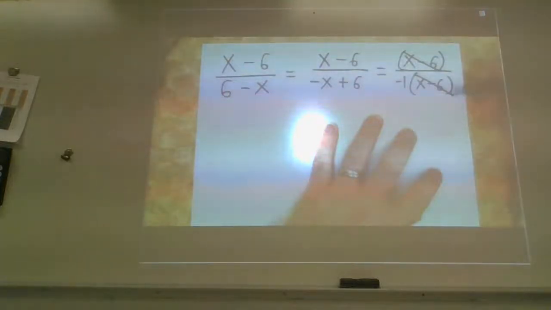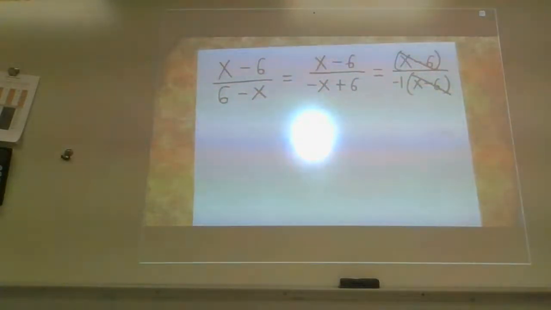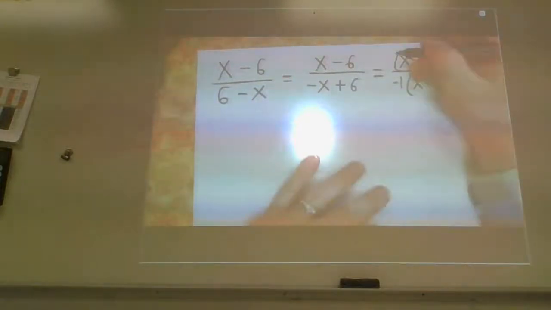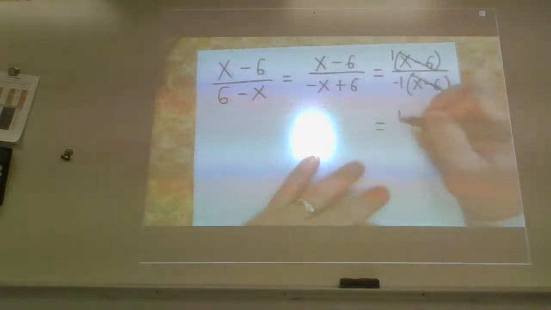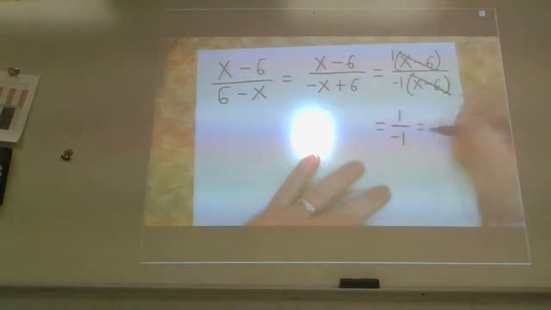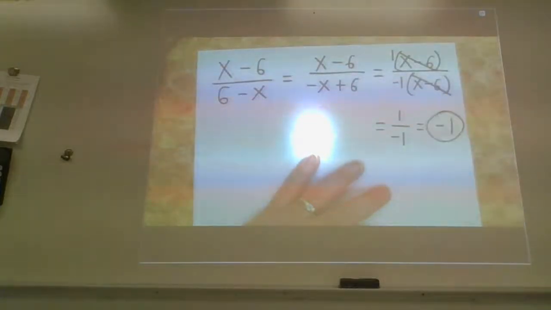What happens when two things cancel each other out? What are you left with? Or what happens when you divide something by itself? What do you end up with? 10 divided by 10, a billion divided by a billion, x divided by x. What do you get? Yeah, you get 1. This ends up being 1 over -1, or just -1.